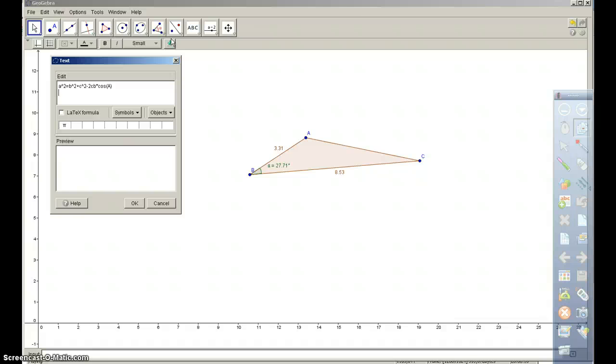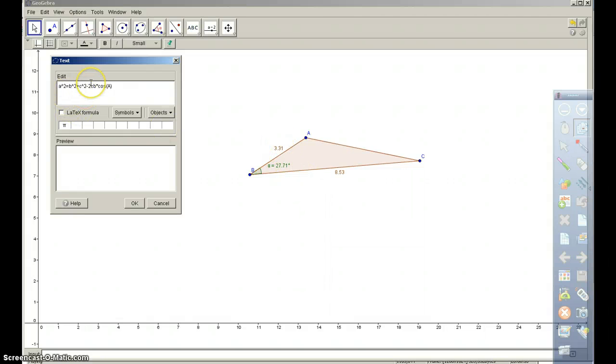Okay, so what is A squared? Well, that's the unknown side actually. And we're going to call this angle A in this case, right? So I'm trying to solve this opposite side. So this is basically my known side right here, okay? So my known angle, okay? And then B and C would be my sides next to my angle.